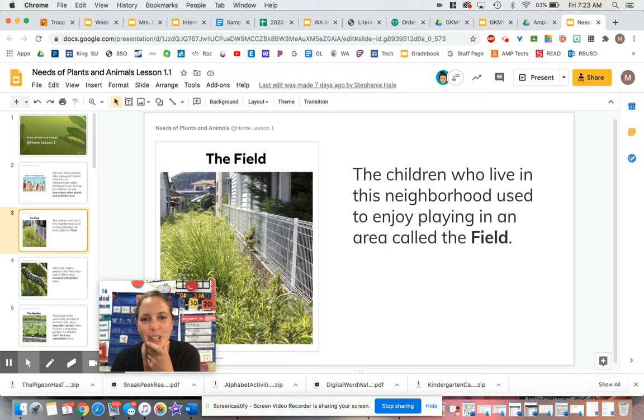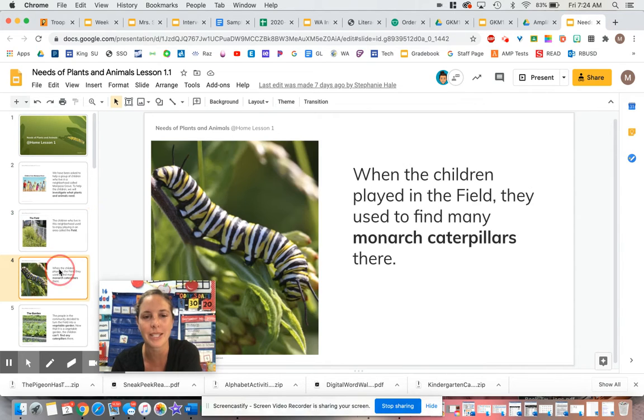All righty. So this is the field, and the children who live in this neighborhood, they used to enjoy playing in this area called the field. They used to, but now something has happened. So we are going to find out what the problem is.